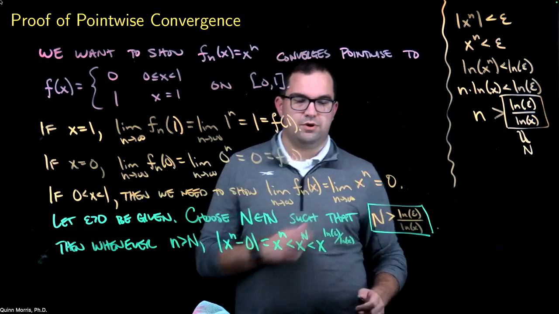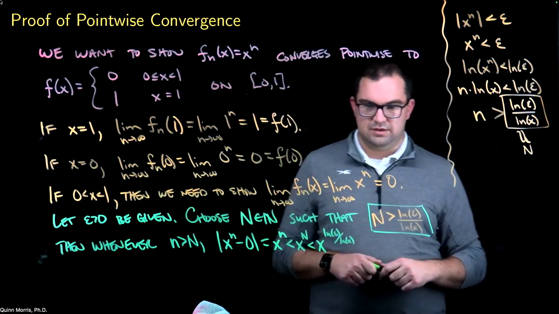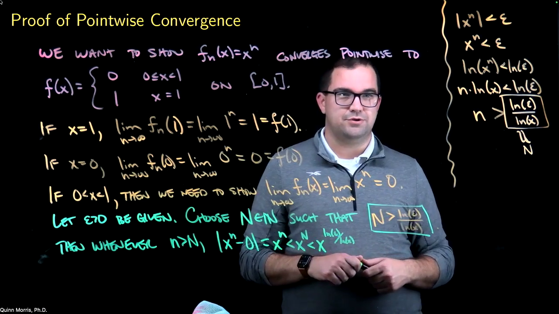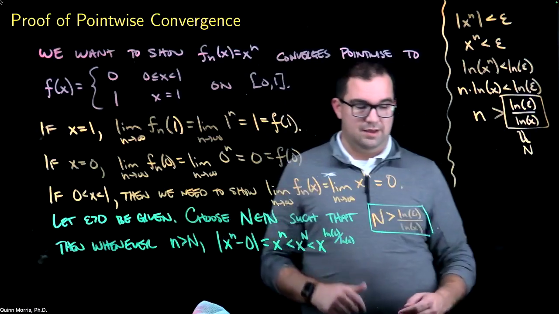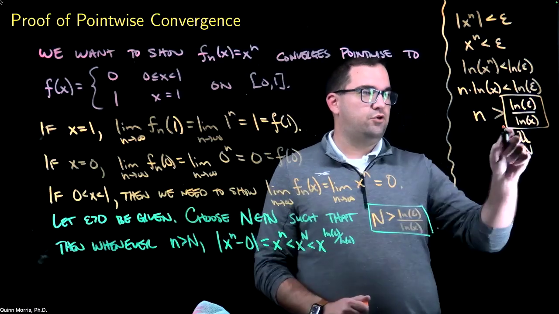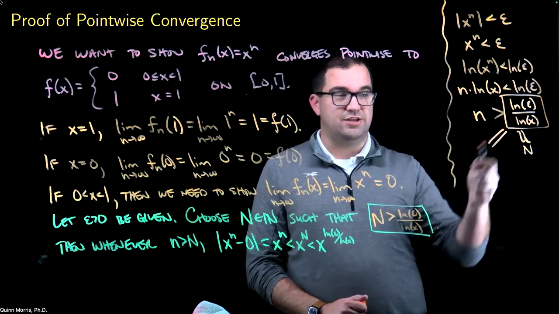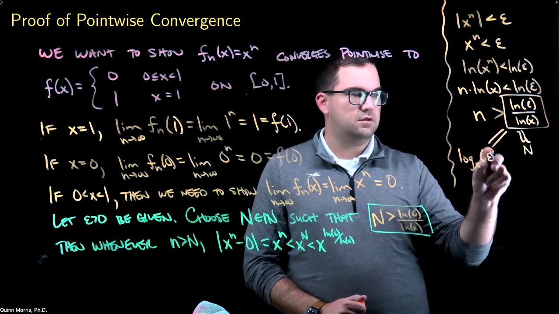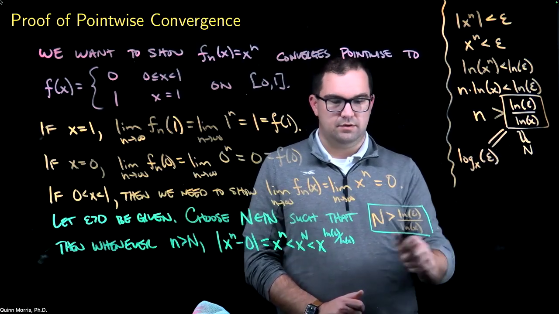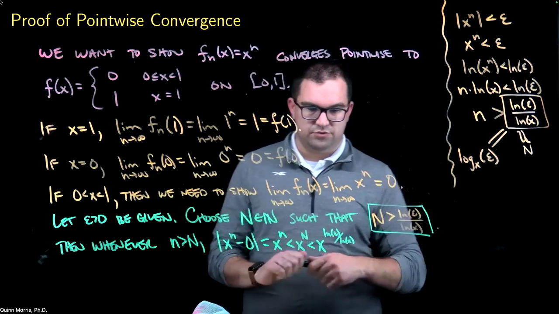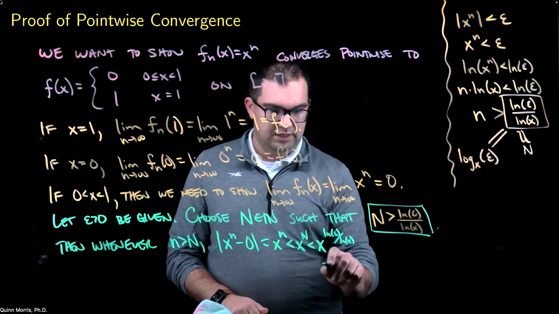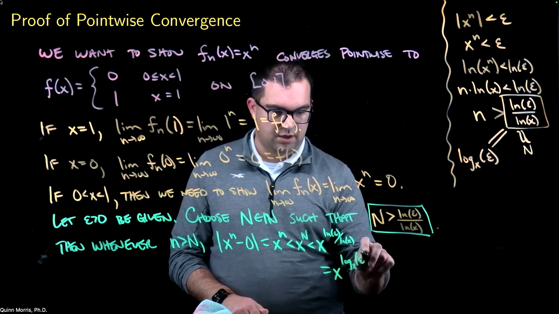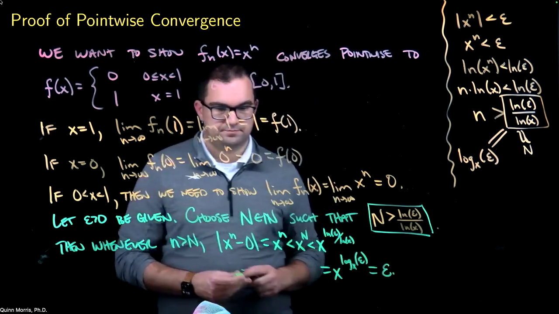Okay. And now this is where you might be looking at this and going, oh goodness, what on earth is that? You can actually play some algebraic tricks here to make things work. But let me make this a little bit easier for you. This is precisely the change of base formula for logarithms. This is actually just log base x of epsilon. So this thing sitting here is really just equal to x to the log base x of epsilon, which is epsilon.